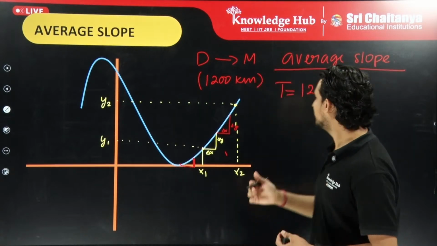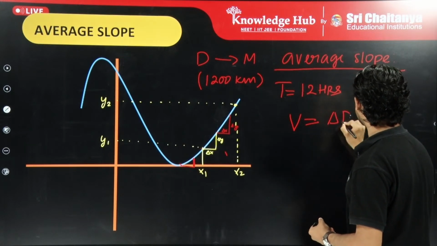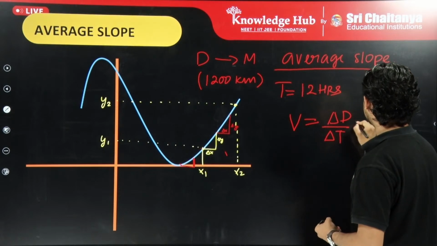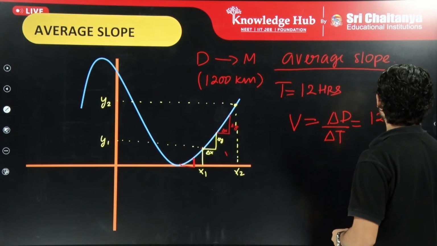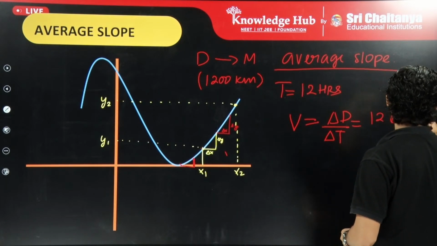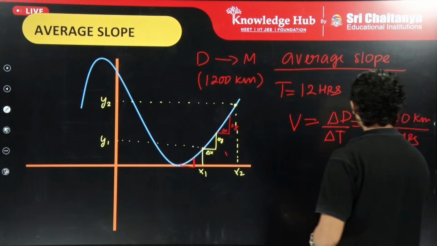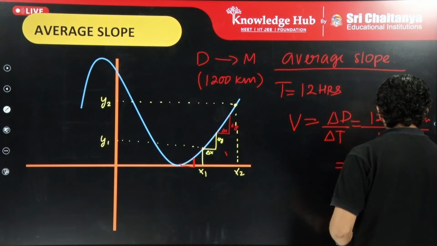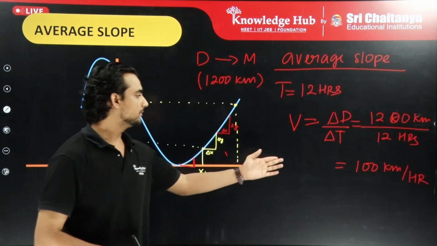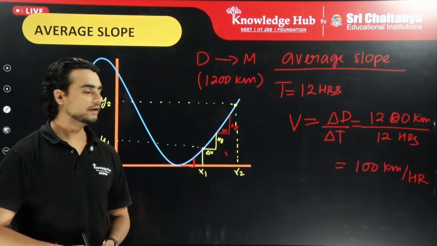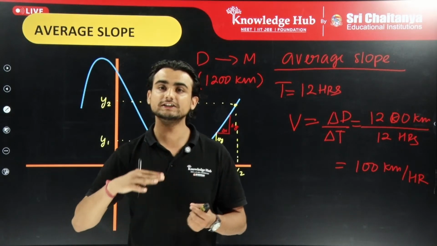Right? So if you tell me what was my speed, you will say change in distance upon change in time, right? So the change in distance, or the distance traveled, was 1200 kilometers, and the change in time was 12 hours. So this will come out to be 100 kilometers per hour. So here the speed is coming out to be 100 kilometers per hour. Does that mean that I was traveling at a constant speed of 100 kilometers per hour?